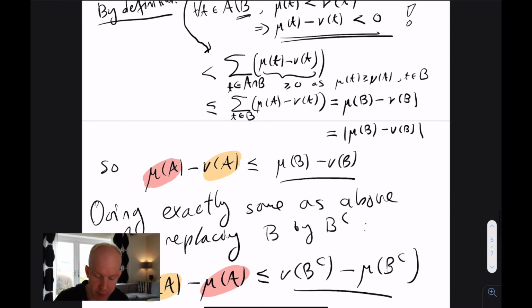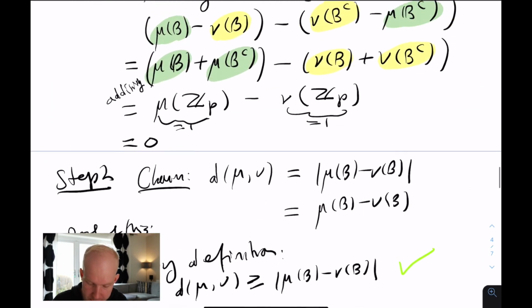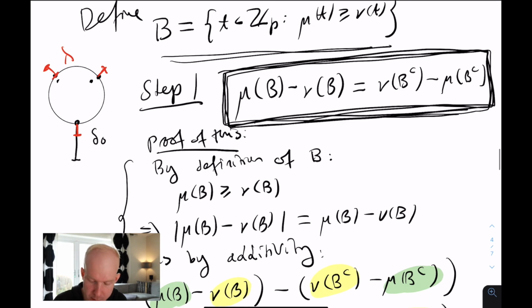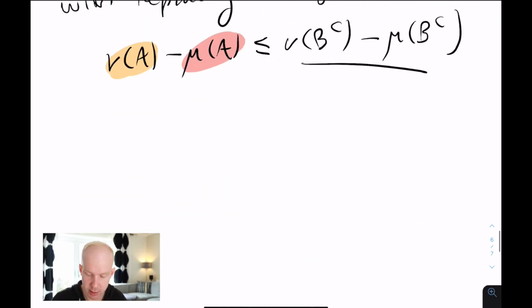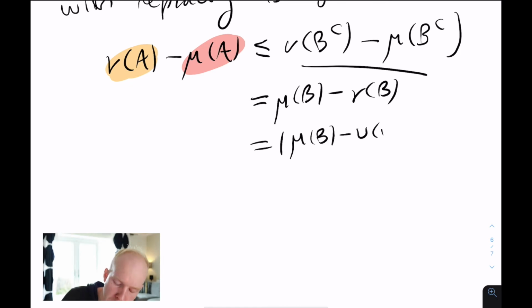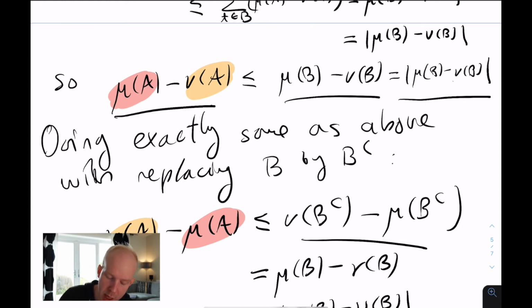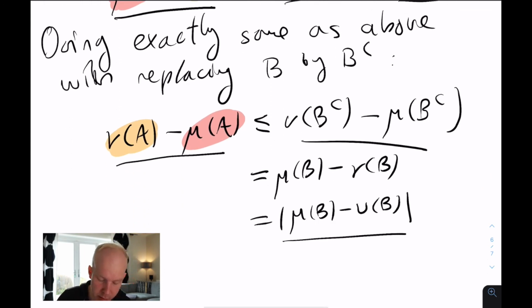So now we can finally use the argument that we had above. We had in the first step that mu B minus nu B is equal to nu B complement minus mu B complement. So you actually get the same value from different expressions. So this is just the same as mu B minus nu B. So in both cases, you have proven that there's the same upper bound for the distance between these two sets.